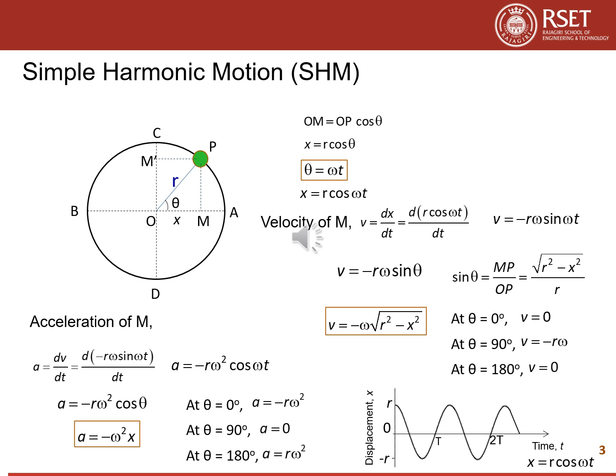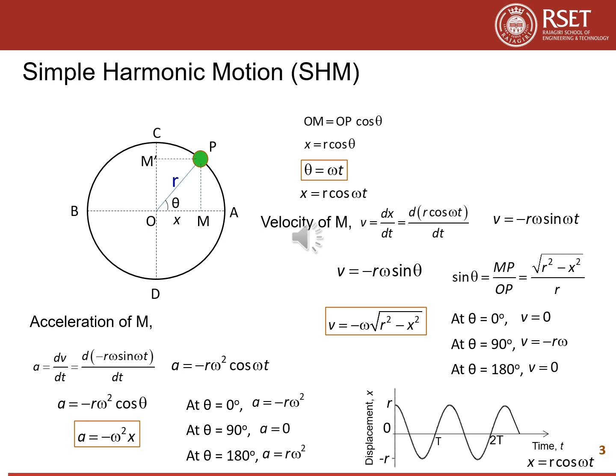Now, if you are to find out the different values of V at different positions, at theta is equal to 0, substituting sin 0, we get 0, that is V is equal to 0. At theta is equal to 90 degrees, sin theta is equal to 1, so V is equal to minus r omega. At theta is equal to 180 degrees, sin 180 is equal to 0, so we get V is equal to 0. That is, velocity is maximum when theta is equal to 90 degrees, that is, when the point M is at the mean position O.